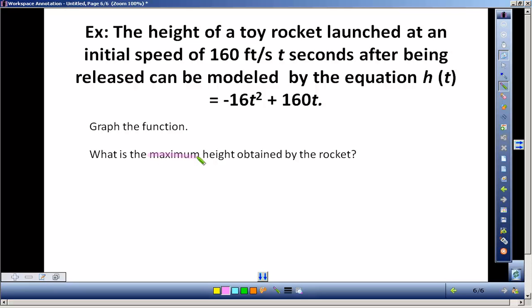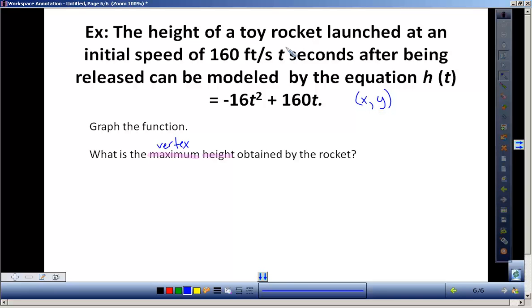Next up, what is the maximum height obtained by the rocket? Okay, two key words, maximum and height. Because it's a maximum, that tells me I am looking for the vertex. Now the problem with the vertex is it's a point. It's got an x value and a y value. So I need to know which number I'm looking for. So I look at the problem. T was seconds, and T is our x value. So y, that was our h, y was our height. So if this was my height, that means I am looking for the y coordinate of the vertex.